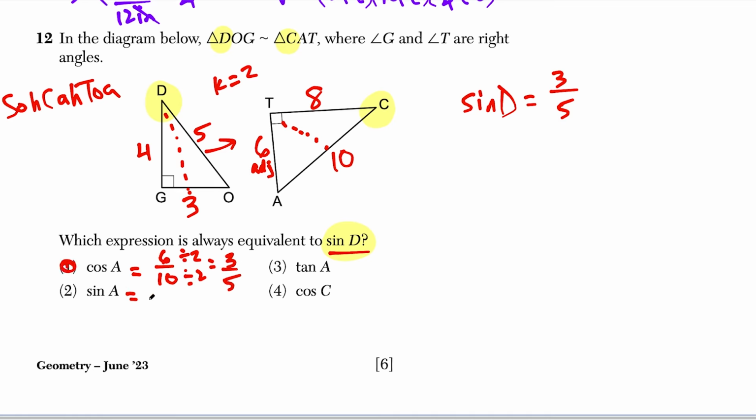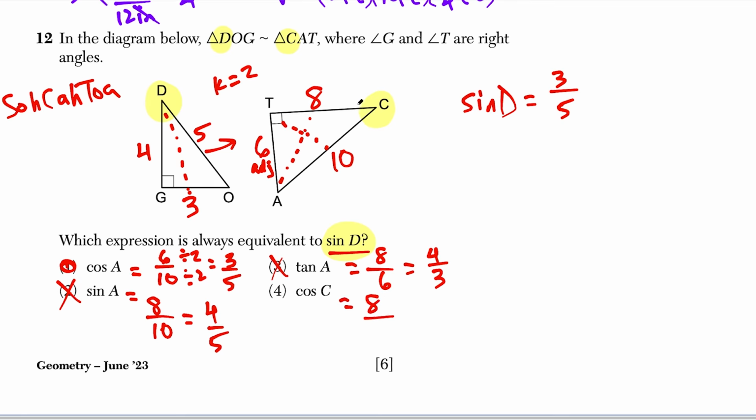Now, why is choice 2 no good? If we did sine of A, opposite of A would be 8 over the hypotenuse, which is still 10. And if you reduce this, it reduces to 4/5, which is not 3/5. So that's out. And then tangent of angle A: tangent is opposite over adjacent, opposite of A is 8, over the side adjacent, which is 6, and this reduces to 4/3, which does not match 3/5. So that one's out. And then finally, cosine of angle C, if we go adjacent to C, that's 8. So that's the side next to angle C. Over the hypotenuse is 10. And this simplifies to 4/5. Once again, that is not 3/5. So choice 1 is definitely our answer.